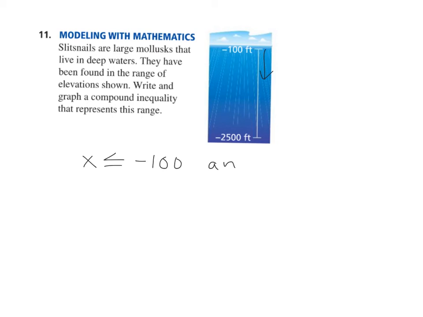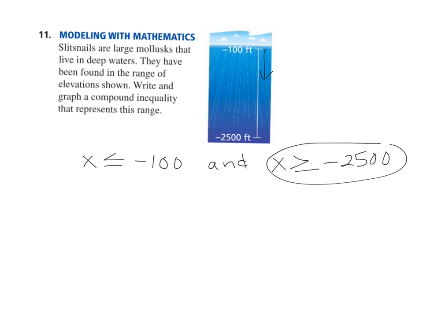And we know that x has to be greater than or equal to -2,500. So now we need to graph and we need to write the inequality. Let's write the inequality first. So the lowest number, or the smallest number, is this one, so I'm going to flip it. I got -2,500 is less than or equal to x.